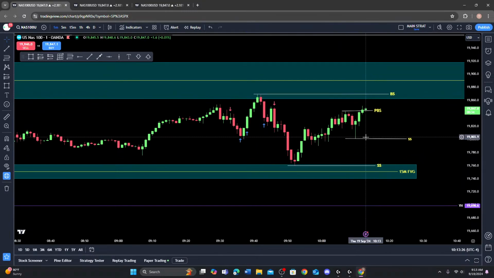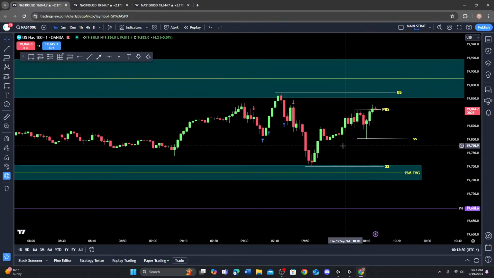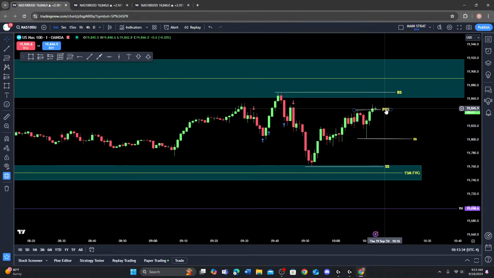Minor sell side here, here, and here, and then previous buy side here, or minor buy side.